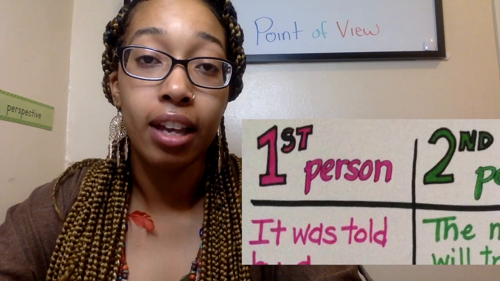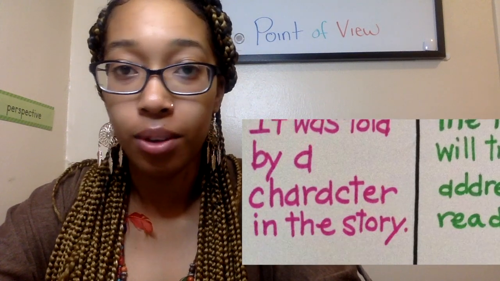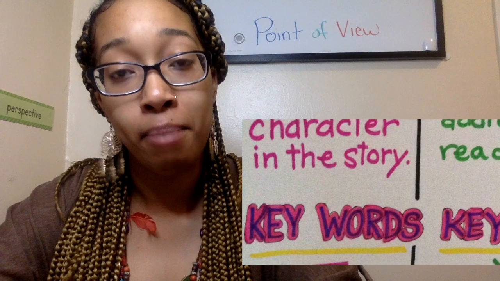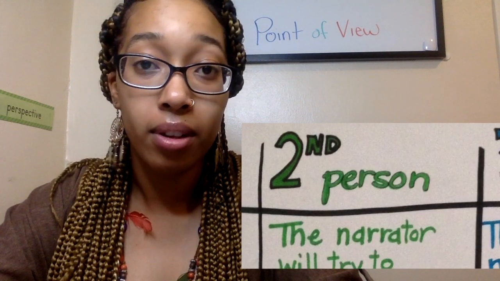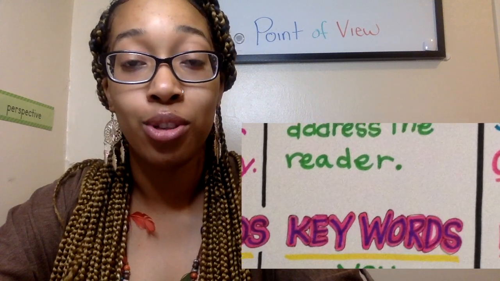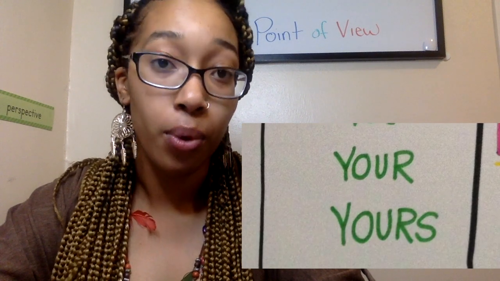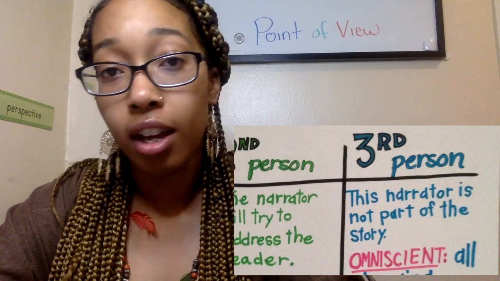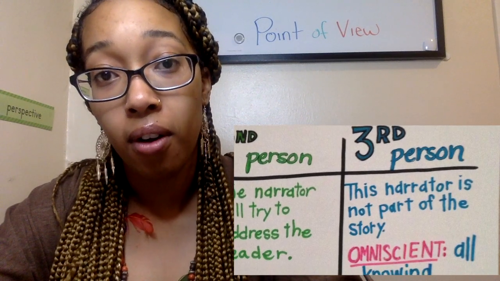In first person, it is told by a character in the story, just one. You can use the keywords I, me, or we, or my, or myself, and there are many others that describe only one person telling the story. If you are saying it in second person, the narrator will try to address the reader by using the words you, your, or yours. If you're talking in third person, the narrator is not a part of the story at all.